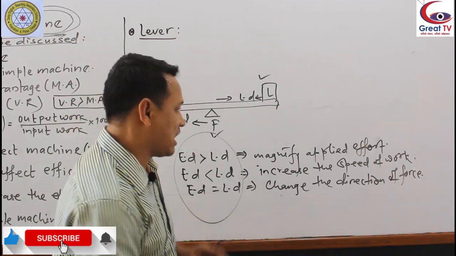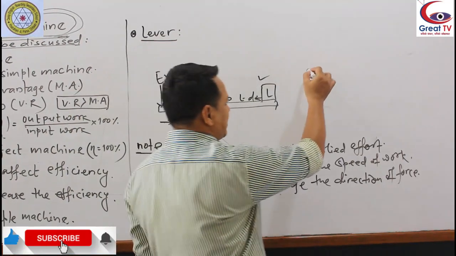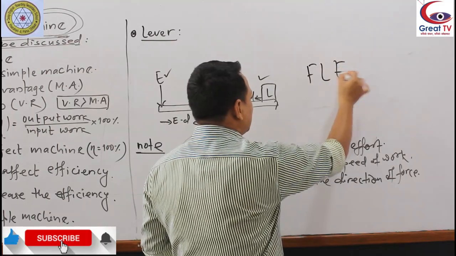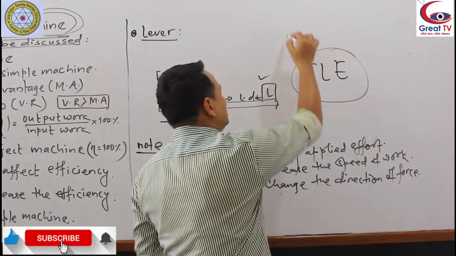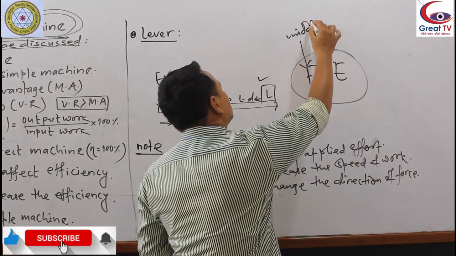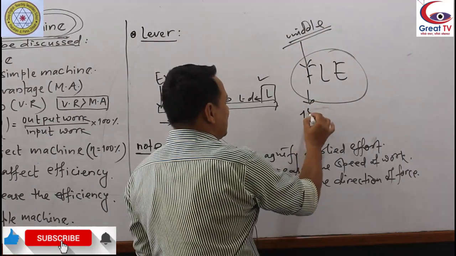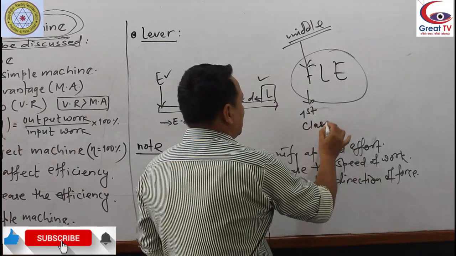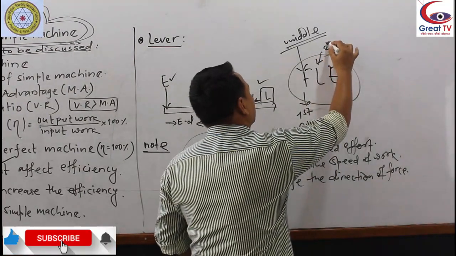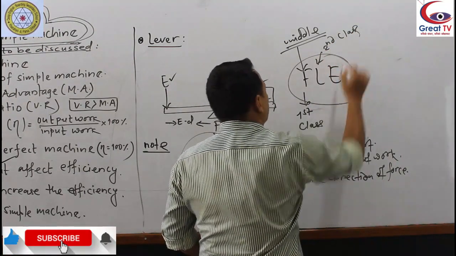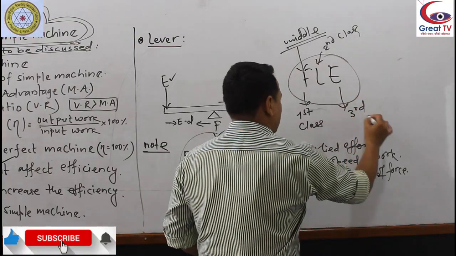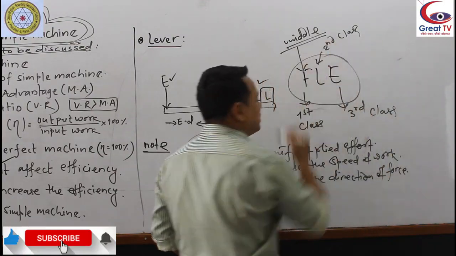Anyway, there are three types of lever. You have read in the lower class. We can define it this way: if the fulcrum is in the middle, it is first class. If the load is in the middle, second class. If the effort is in the middle, third class. Like this way, I think you have read in the lower class.